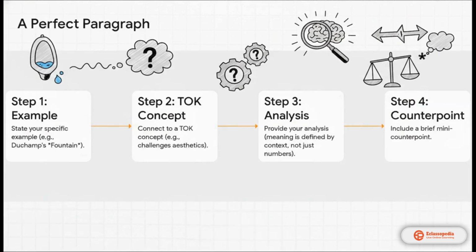You might want to screenshot this slide because this is your repeatable formula for success. Every single body paragraph should follow this structure. You start with a specific example, like Duchamp's fountain. You connect it to a TOK concept, you analyze what it's really telling us, and then you briefly bring in a mini counterpoint. This structure literally forces you to be analytical, not just descriptive.